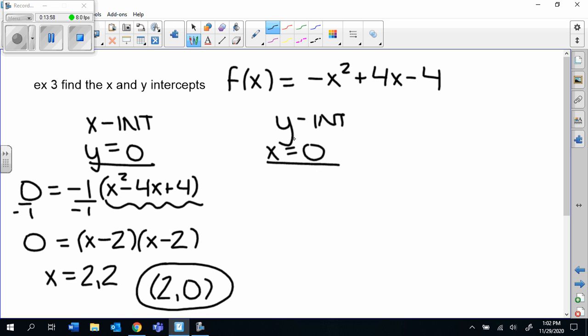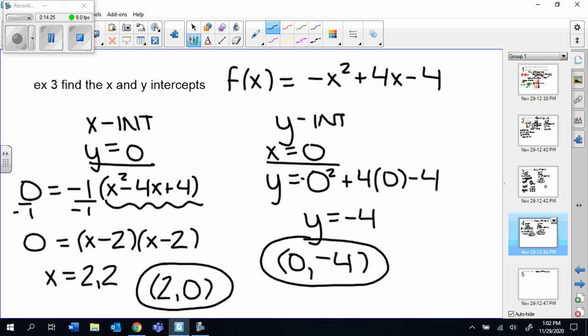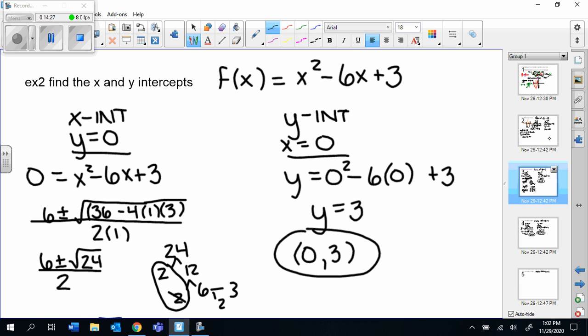And when I plug 0 in for x on the other side, negative 0 squared still isn't going to do anything. So I was kind of lazy on that negative there. And y equals negative 4. So the point would be 0, negative 4.